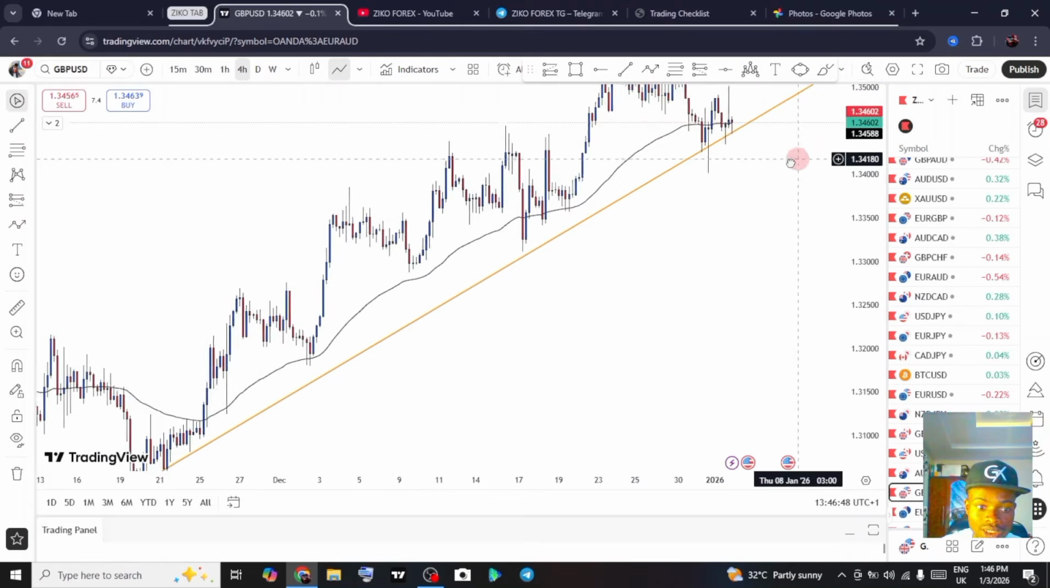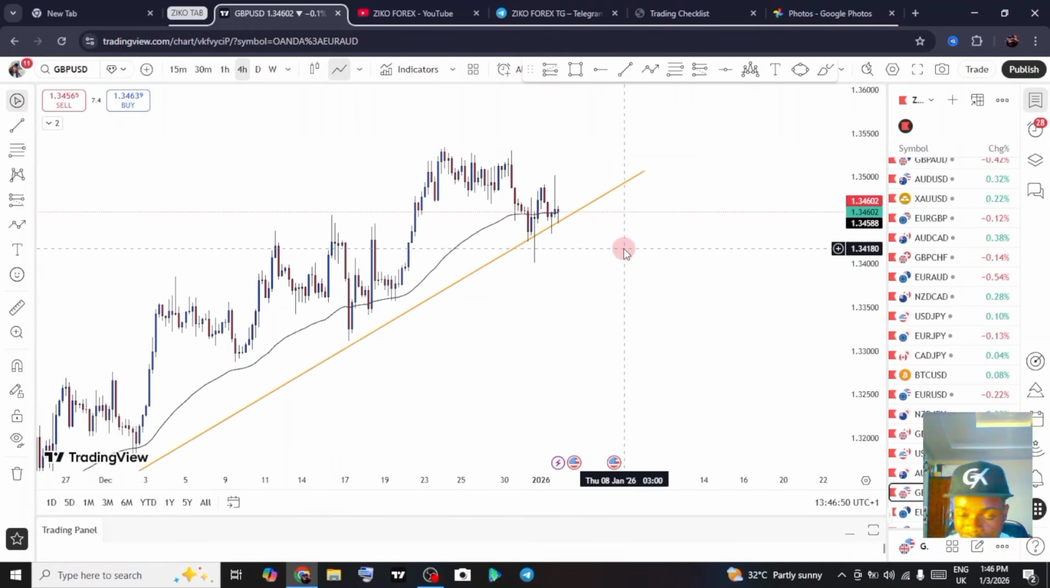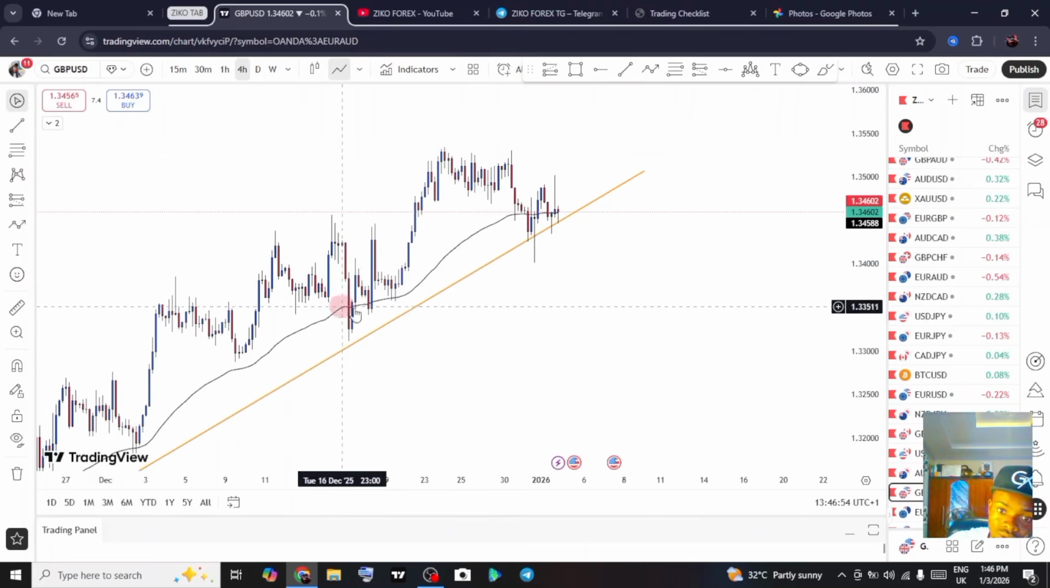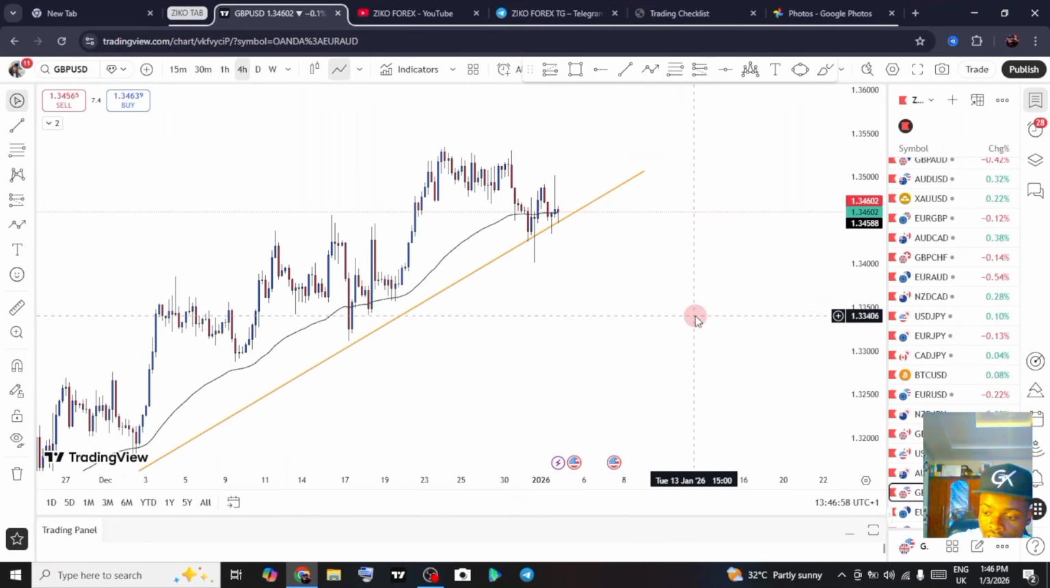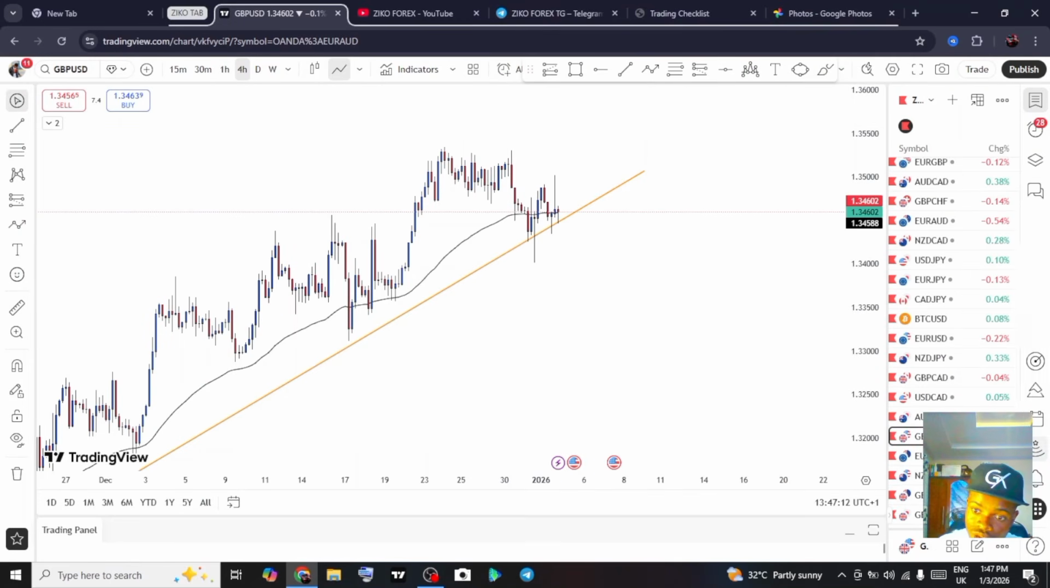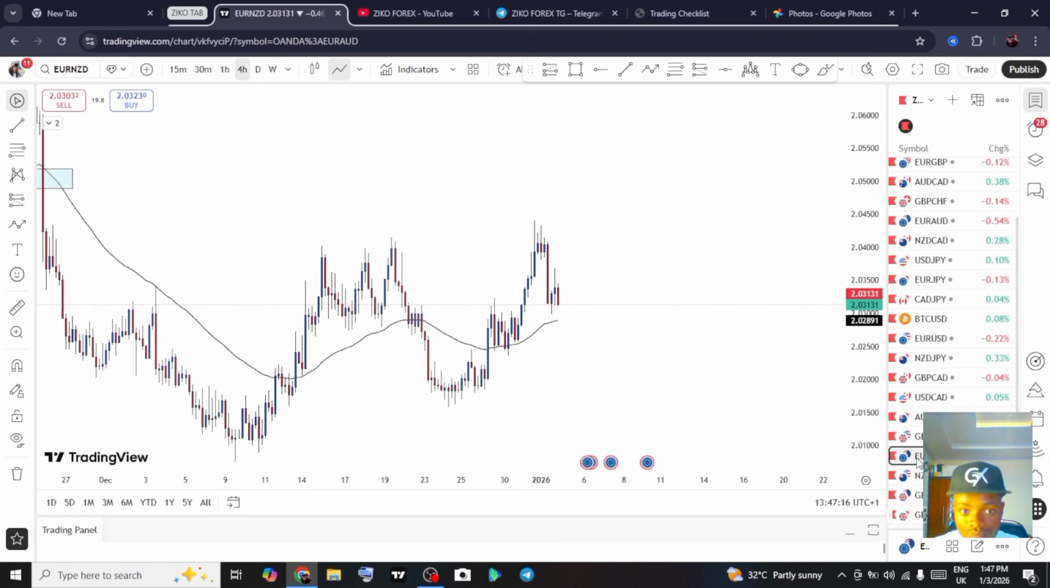So this right here is the market structure for GBP USD. But I expect that GBP USD at some point it will have to come to sell, right? So that the weekly can create that higher low, right? So I'm predicting that around the 13th, somewhere around here, or 19th, we could expect to see GBP selling, right? But for now, it's currently bullish.